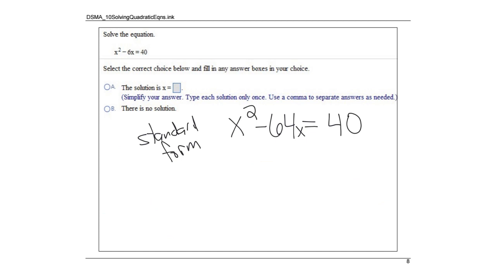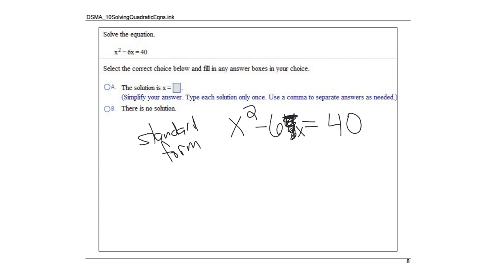Okay, here's the first one that is not in standard form. We do not have 0 on one side, we have 40, and so we cannot start factoring. We have to move that 40 over to the other side, and then we can start factoring. Looks like I did not write the problem right. This is negative 6x. I apologize for that.